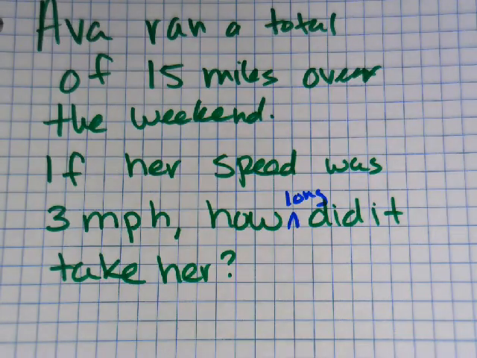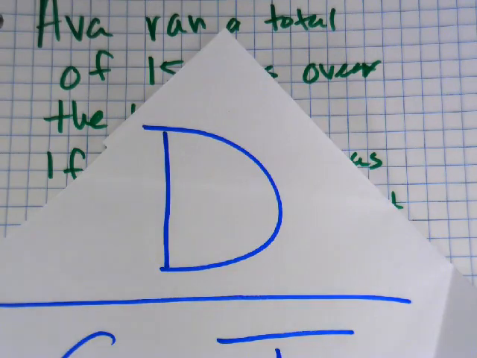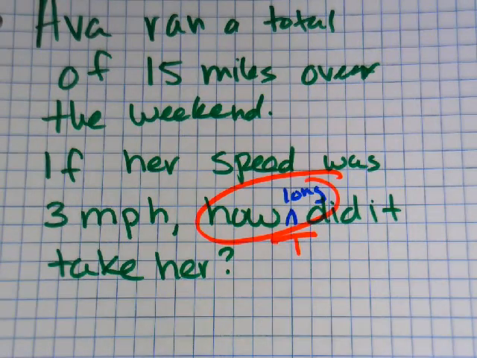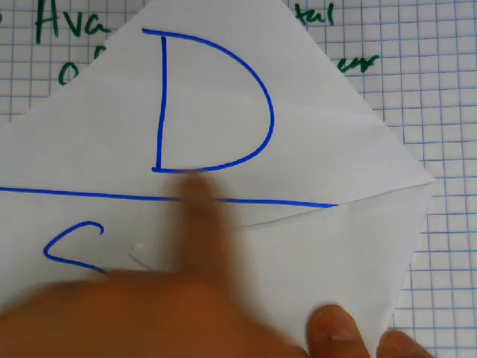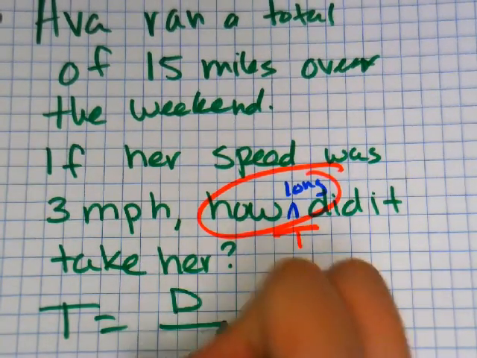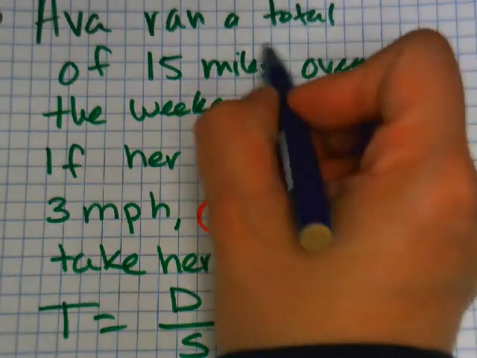And remember, when you read how long in 7th grade, it doesn't mean how long is it. It means time. Okay, so taking my handy dandy little triangle, I'm solving for time. So I'm going to cover up the T. D divided by S. This line means division. So time is equal to D divided by S. Okay, what is my distance? 15 miles is my distance.